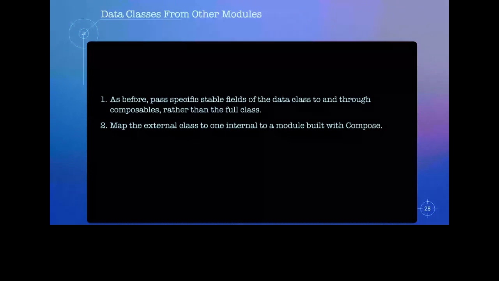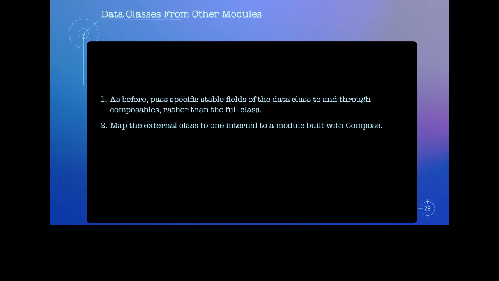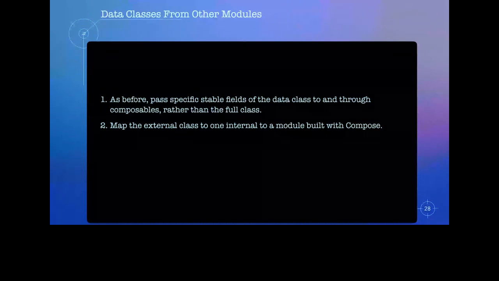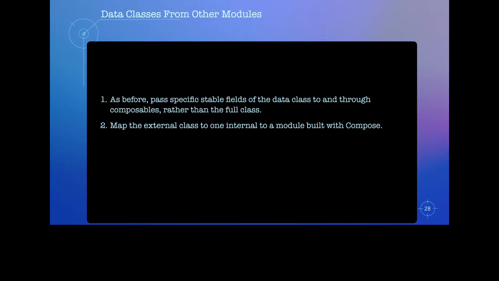The next gotcha is the data classes from other modules. So a class can only be inferred as stable if it resides in a module built with Compose. In the case of third-party libraries or other modules for which this is either not possible or not worth it, then those classes or objects will be inferred as unstable, even if they actually meet all of the other requirements for stability.